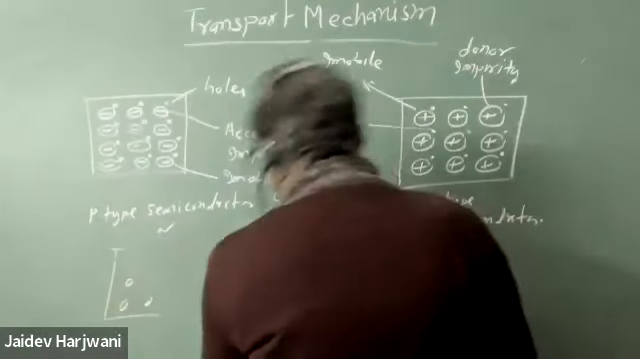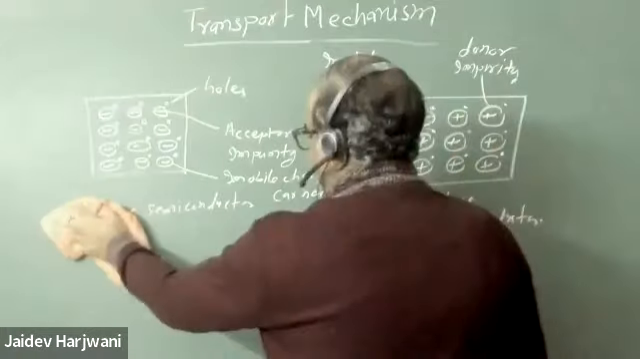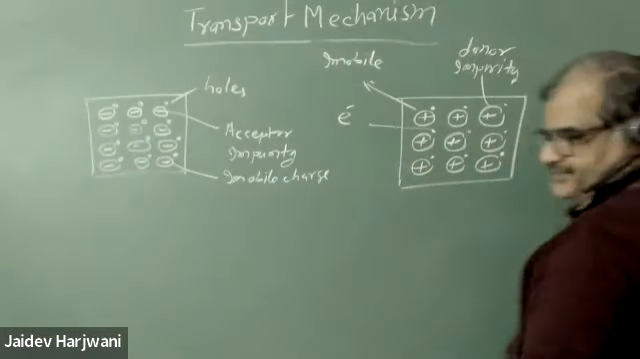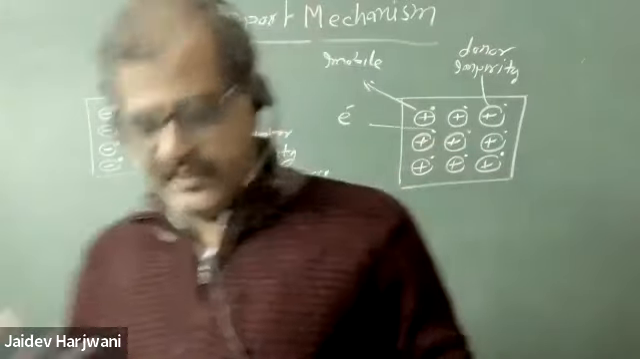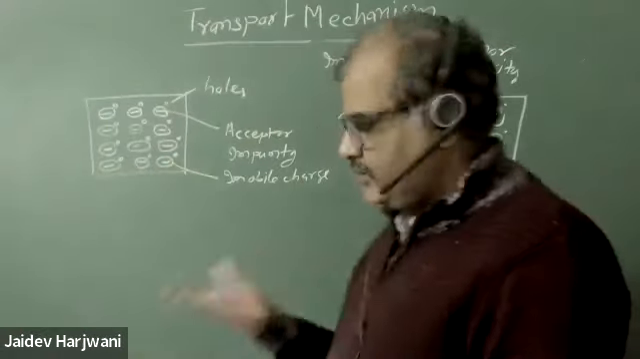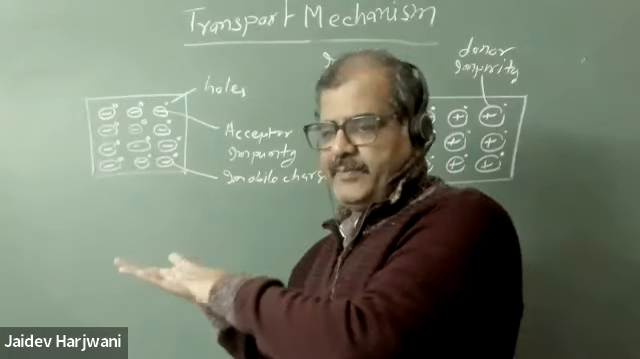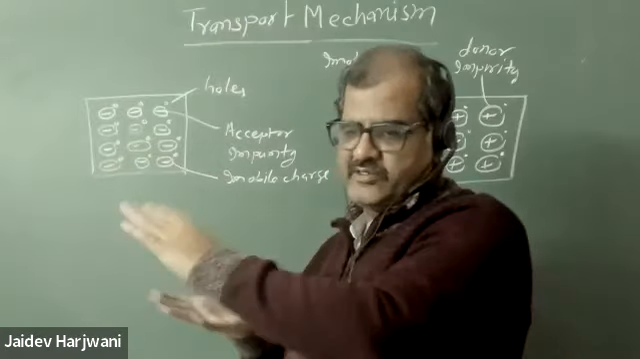So now what happens when I make a contact? Generally we don't bring a p-type and n-type semiconductor and join them together like this. Doesn't happen. Generally p-n junctions are formed by a diffusion mechanism. You take a host material, first make it p-type, then diffuse the impurity and make it n-type. This way you make a junction.